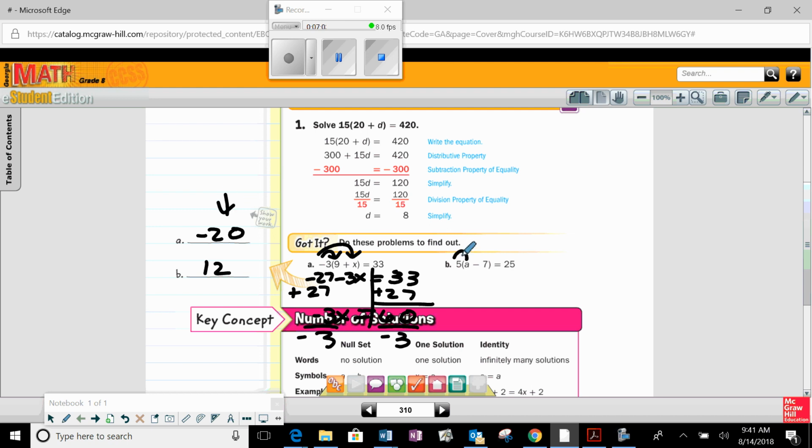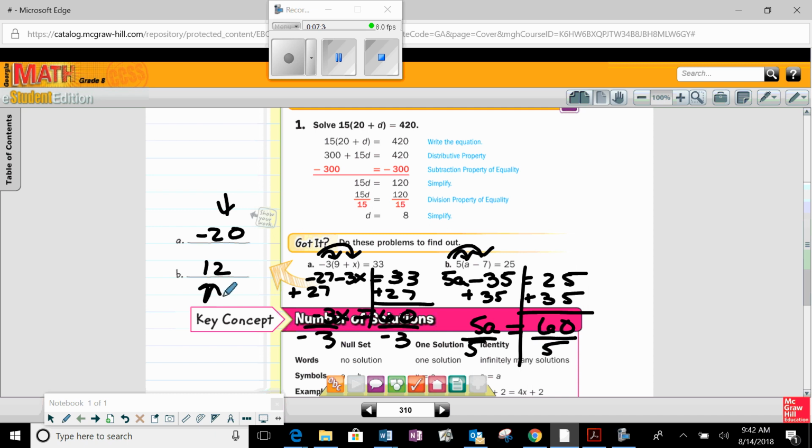For B, you distribute the 5 inside the parentheses. So that gives us 5a minus 5 times a negative 7 gives us a negative 35 equals 25. Now we solve the two-step equation by adding 35 to both sides. Again, that's going to give us 60 equals 5a, and finally we divide by 5 so that a equals 12.